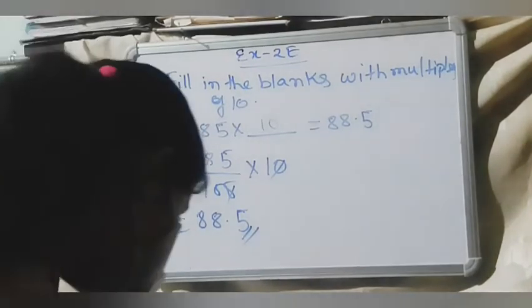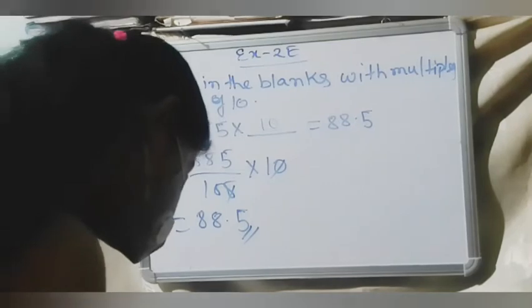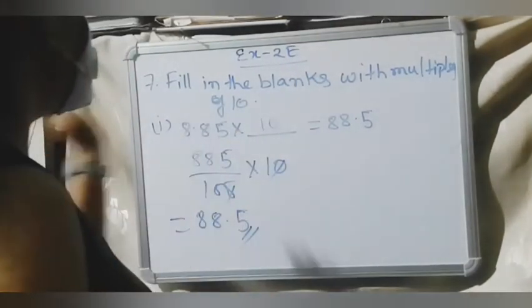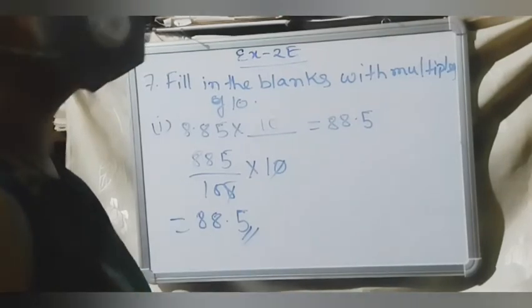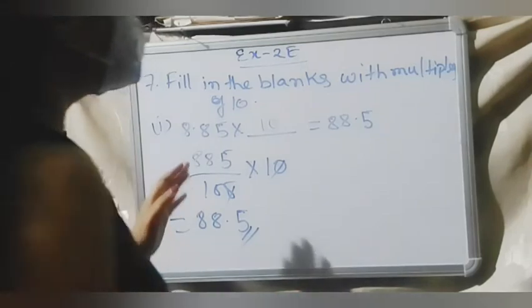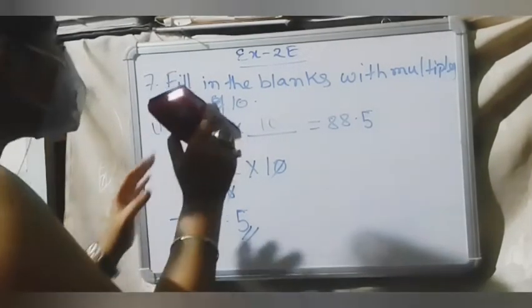Okay. Now next question similar to that. Here it is given. Okay. Multiples of 10 means what? It is not that you will multiply only by 10. Multiples of 10 means either 10, 100 or 1000. Depending on the type of the question, you have to use the number. You have to fill the blanks.